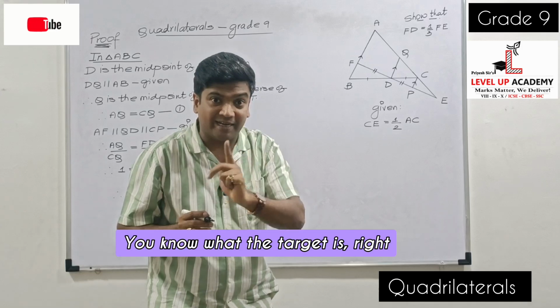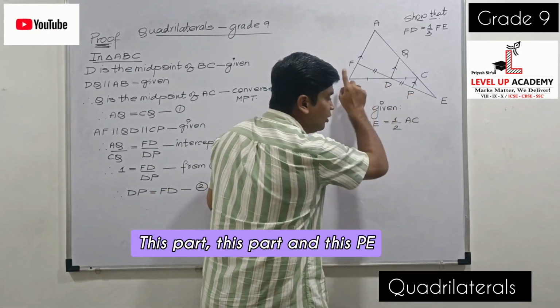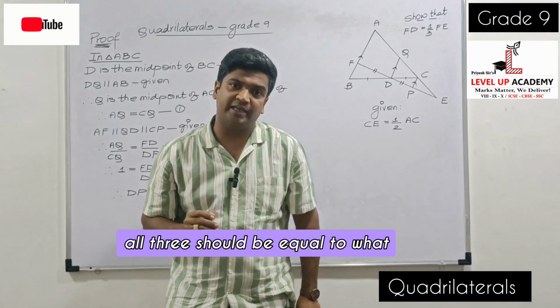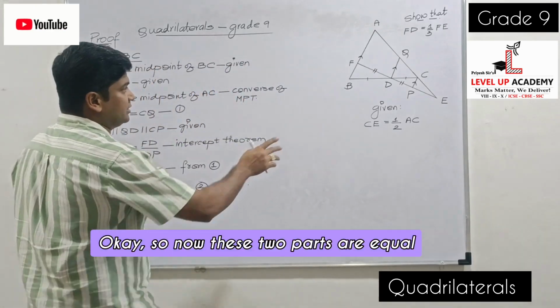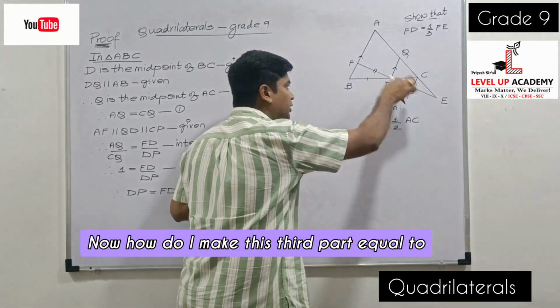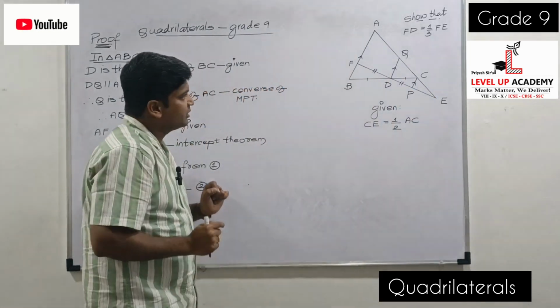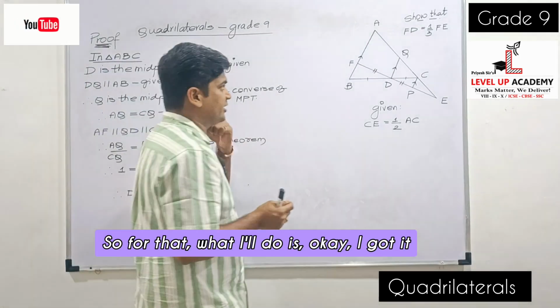So you know the target: this part and PE, all three should be equal to each other. That is the only target. These two parts are now equal. Now how do I make this third part equal to these two parts? For that, okay, I got it.